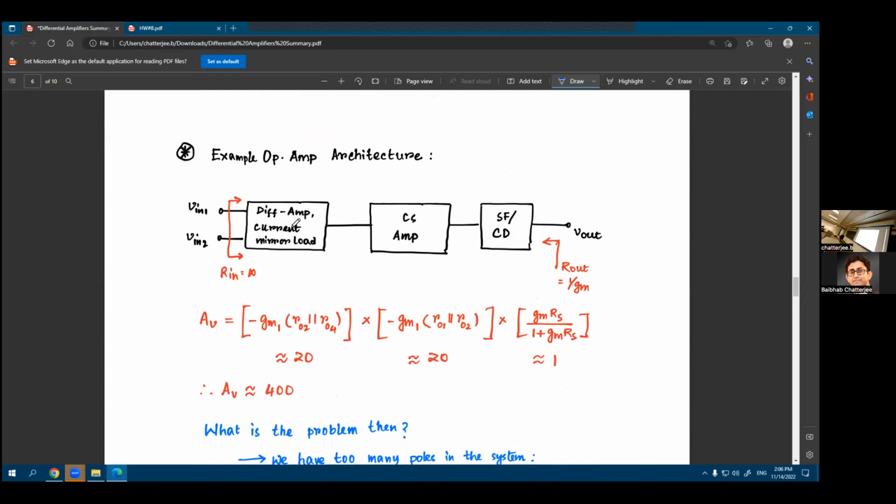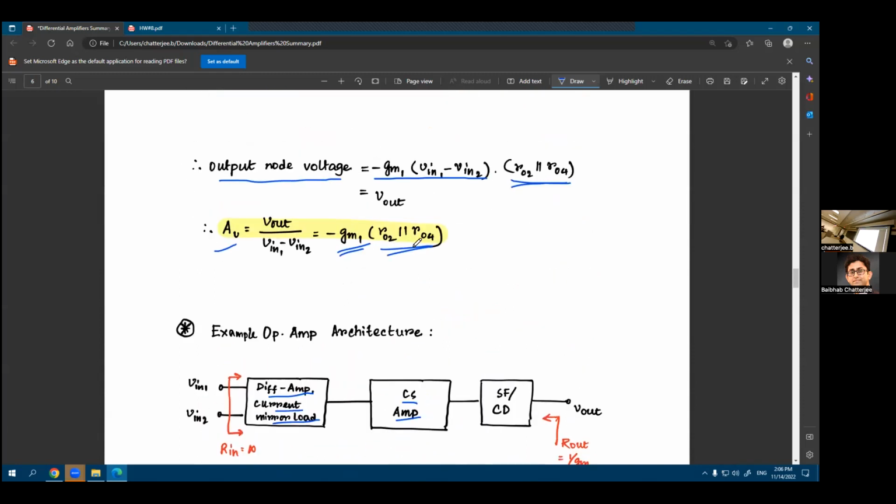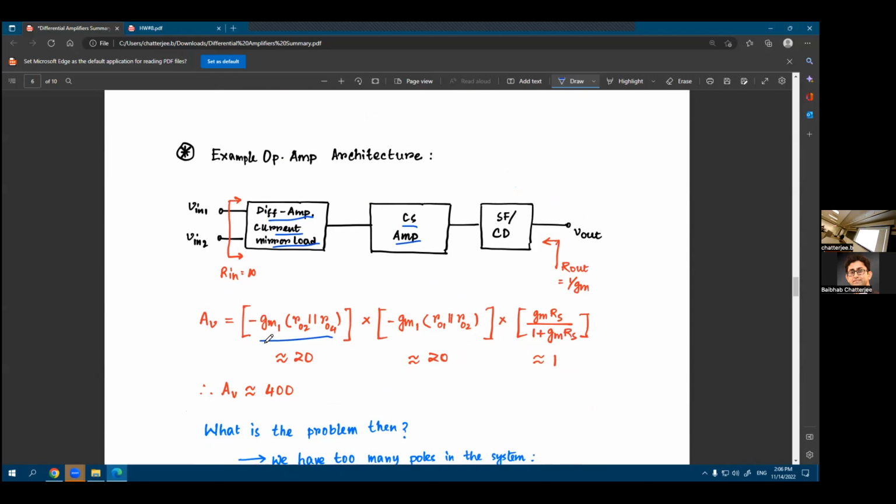Your op-amp can have, let's say, a differential amplifier with a current mirror load as the first stage. Then you can have a common source amplifier if you want more amplification, more gain. Because the gain of the differential amplifier with current mirror load, we just proved, is GM1 times RO2 in parallel with RO4, right? Usually, once you solve the homework problem, you'll see that this gain is only about 20 or so. It's in the range of 10 to 20. So this is not very high.